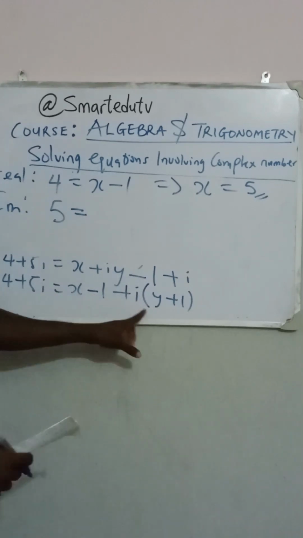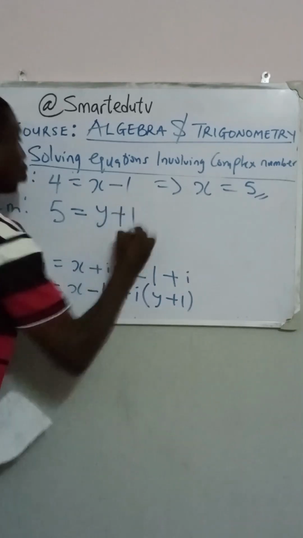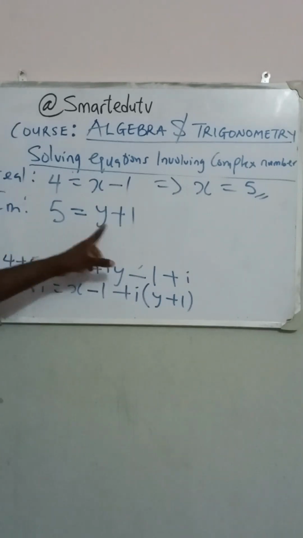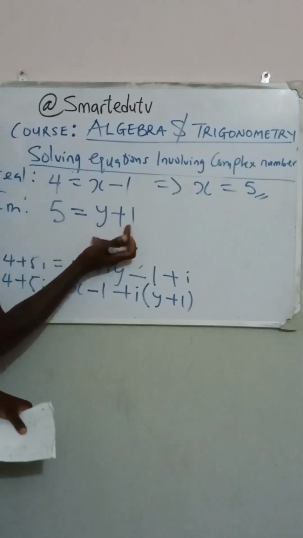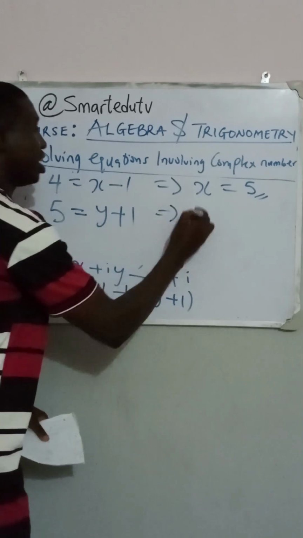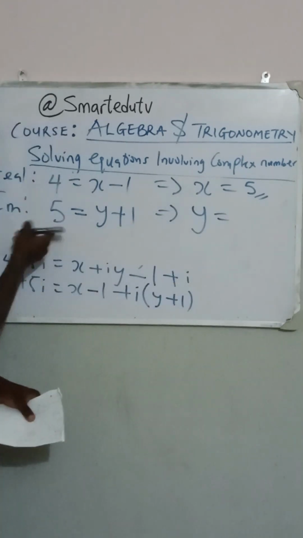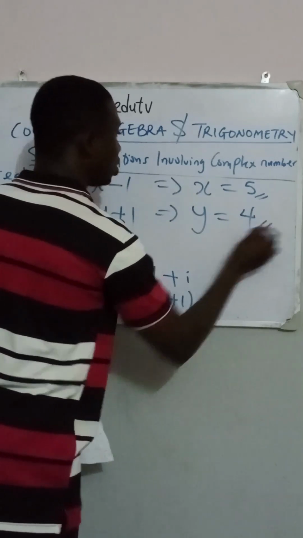The coefficient of i is y plus 1. If 5 equals y plus 1, to get the value of y, this plus 1 can go to the other side, becoming negative. It implies that the value of y equals 5 minus 1, which is 4.